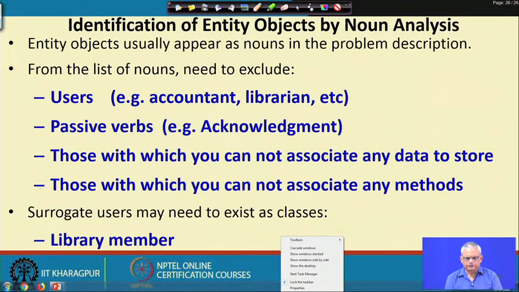For example, we might have to exclude the users. For example, if there is a noun, let us say accountant or librarian, we need to exclude. We need to exclude passive verb forms. The passive verb forms appear like noun, like acknowledgement, but then we know that these are not really nouns, and we exclude this.